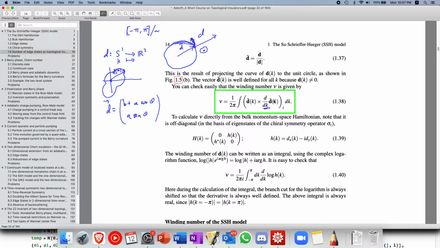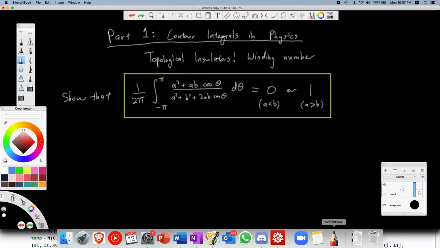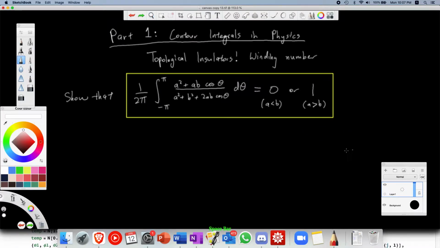So essentially you can take this by definition, and with some manipulation you can show that this leads to v equals 1 over 2 pi integral from minus pi to pi of the thing that I mentioned just now. Just note that theta and k correspond to each other. So essentially that's just the background.